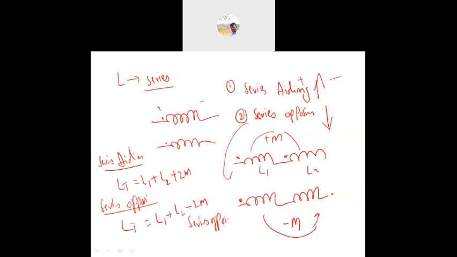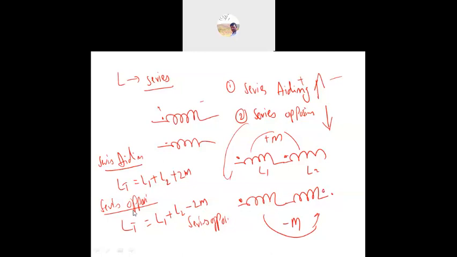So for L1 and L2, if it is series aiding, that is L1 plus L2 plus 2M. If series opposing, the magnetic field is reduced, right? That is L1 plus L2 minus 2M. How it came about will be discussed in a further session. Just note that in series connection there are two types: series aiding and series opposing. For series aiding the magnetic field increases, and for series opposing it is reduced. For series aiding, total inductance LT is equal to L1 plus L2 plus 2M. For series opposing, LT is equal to L1 plus L2 minus 2M. So that is about series connections.